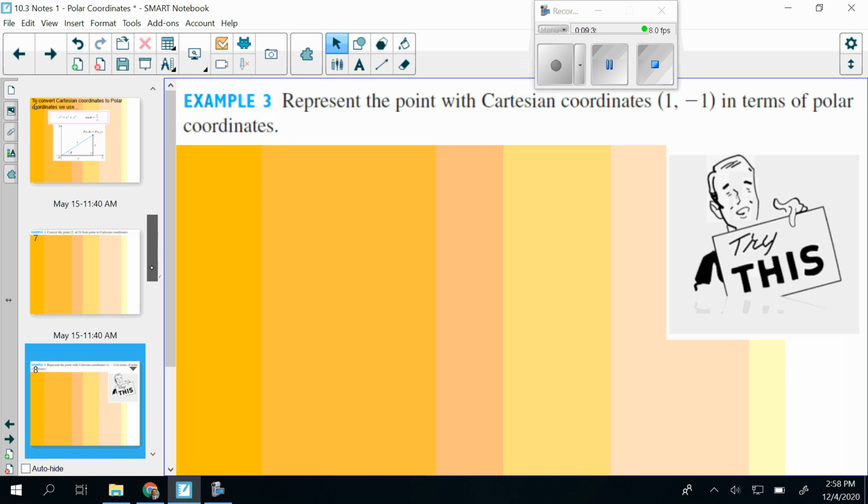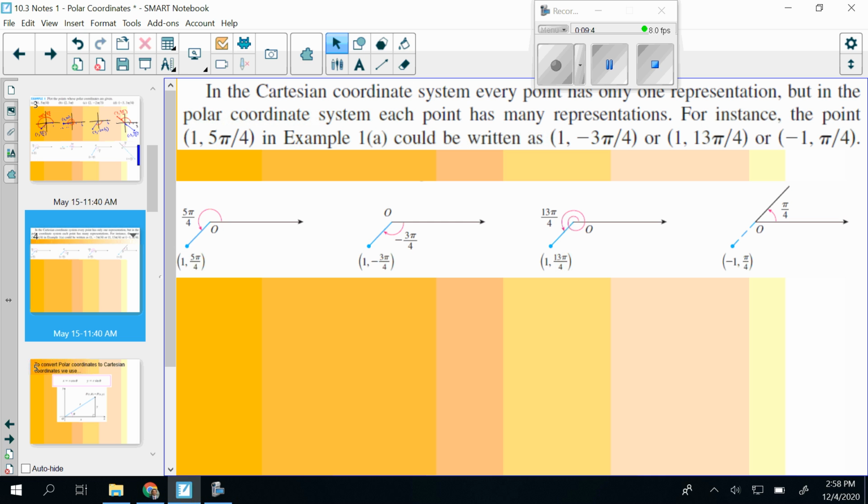Final thing here. In the Cartesian coordinate system, every point only has one representation. But in the polar coordinate system, each point has many representations. For instance, the point (1, 5π over 4), which we just graphed a little bit ago, shown over here, could also be represented by instead traveling in the negative angle direction. So negative 3π over 4 would take us to that same spot. So these two are equivalent points.